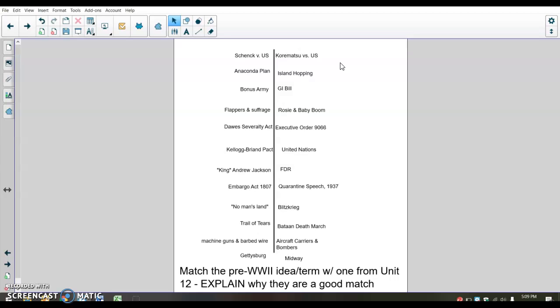Trail of Tears was the very negative treatment of the Native Americans. Japanese negative treatment of the Philippine-based American soldiers was the Bataan Death March. World War I technology, machine guns and barbed wire. World War II, aircraft carriers and bombers. Turning point battles in the Civil War, Gettysburg. Turning point battle in the Pacific was Midway.